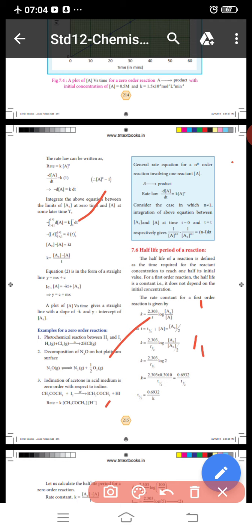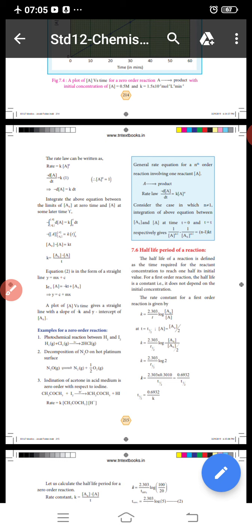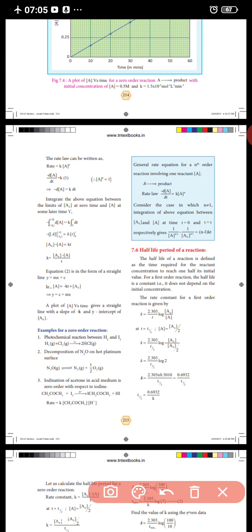The next topic is the half-life period of a reaction. The half-life period of a reaction is defined as the time required for the reactant concentration to reach one half of its initial value. For a first order reaction, the half-life is a constant, that is, it does not depend on the initial concentration.